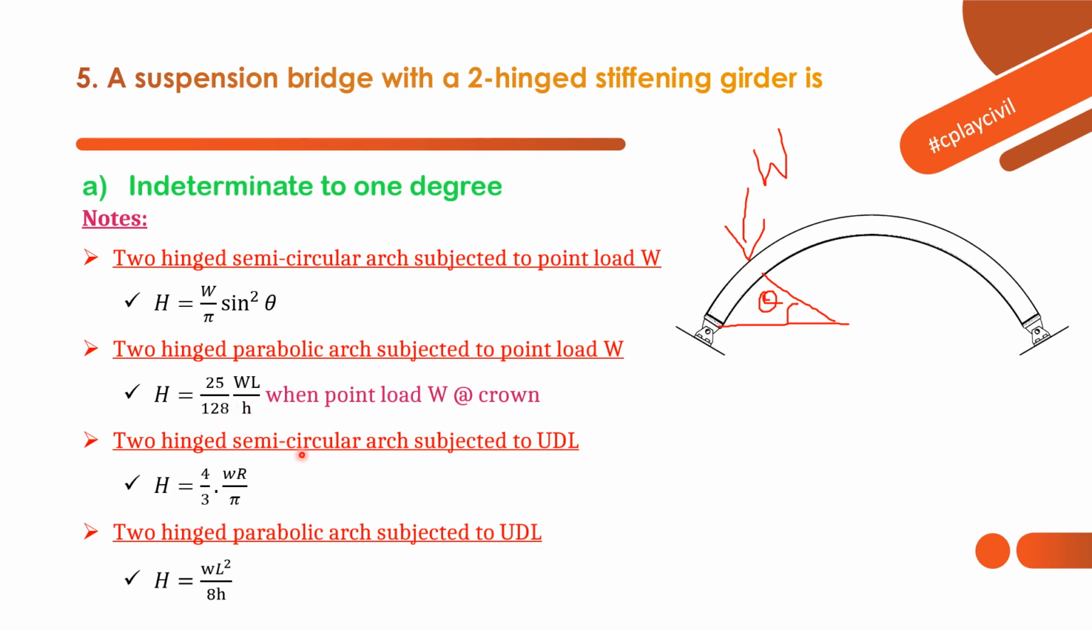H is the rise. For a two-hinged semicircular arch subjected to UDL, H is equal to 4 by 3 WR by 5. And for a two-hinged parabolic arch subjected to UDL, it is WL square by 8. This is similar to that of the three-hinged arch also. So these are the set of things regarding the two-hinged arch. We have also studied the three-hinged arches, so we have completed the syllabus regarding arches. In the next video we shall see about cables.